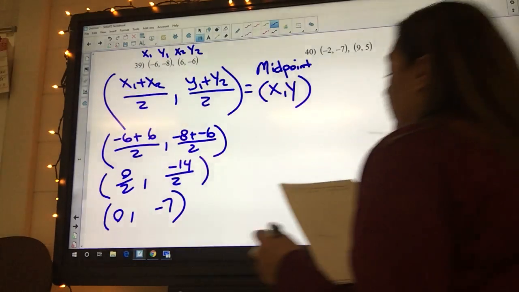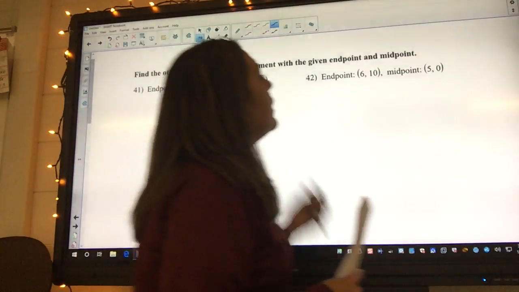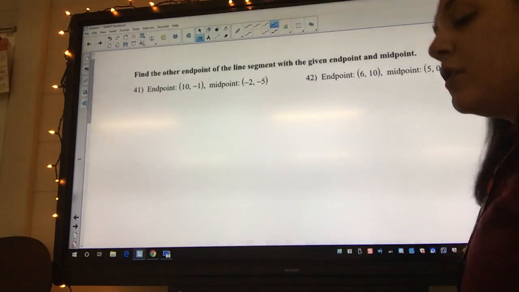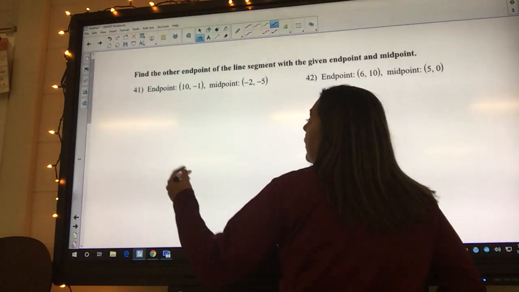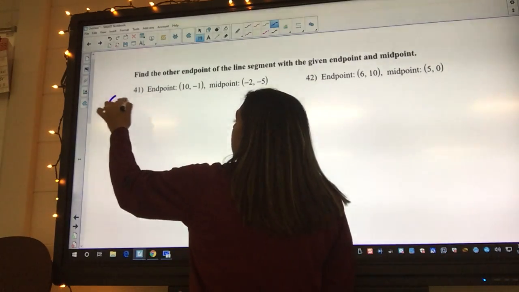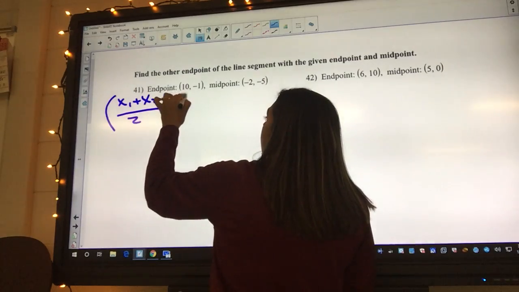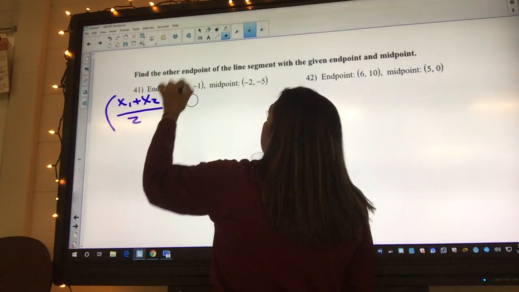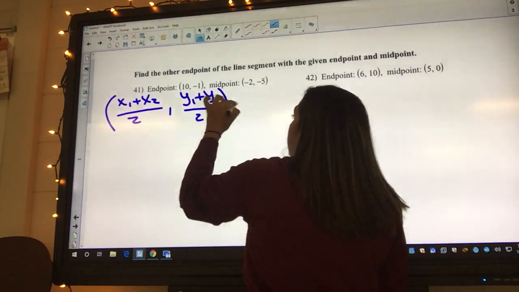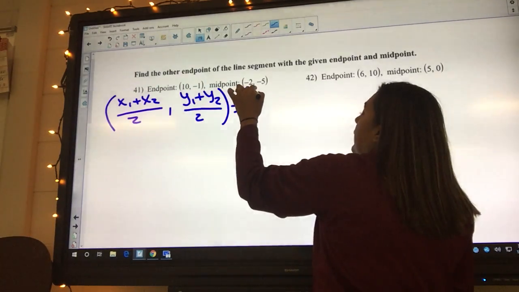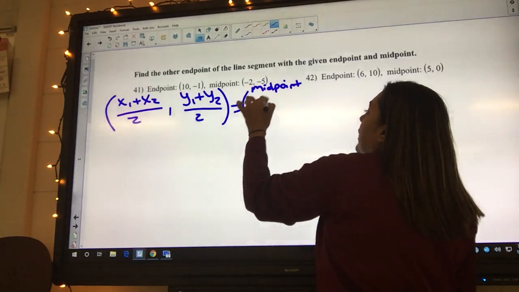Okay, the next section on here, it says find the other endpoint of the line segment with the given endpoint and midpoint. Okay, so these are the ones where we have our formula and we kind of got to backwards plug stuff in. Okay, so we got x sub 1 plus x sub 2 over 2, comma, y sub 1 plus y sub 2 over 2 equals this midpoint, okay, which is x comma y.